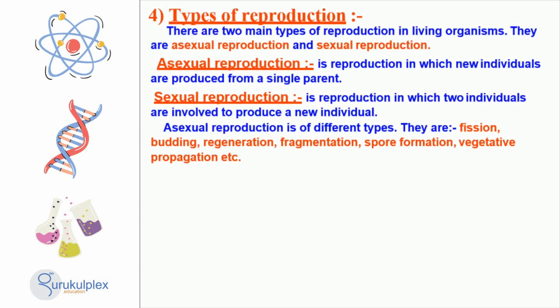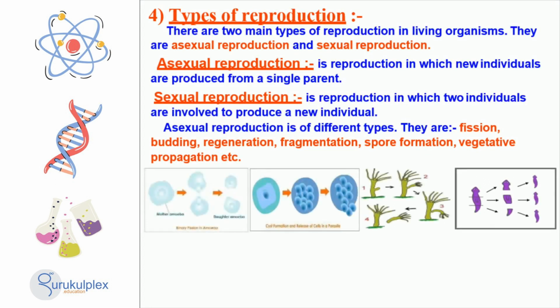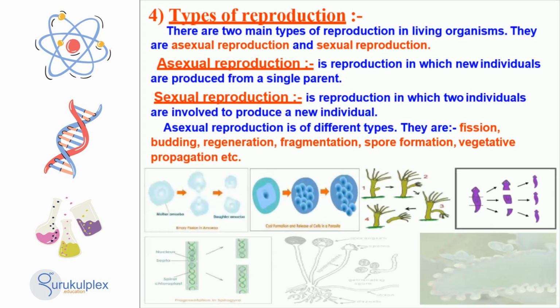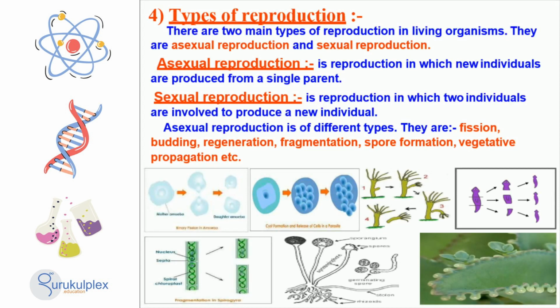Reproduction in living organisms can be divided into two main types: asexual reproduction and sexual reproduction. Asexual reproduction produces new individuals from a single parent, occurring through fission, budding, regeneration, fragmentation, spore formation, and vegetative propagation. In contrast, sexual reproduction involves two individuals which together produce a new individual. Variation within a species is essential for its survival, and this is largely driven by sexual reproduction.